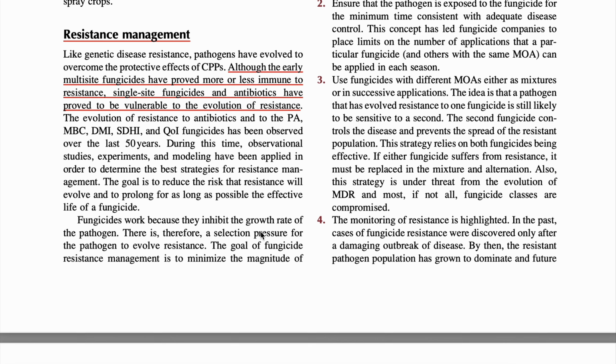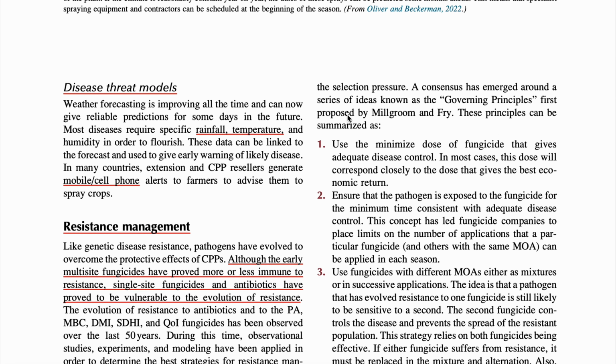Fungicides work because they limit the growth rate of the pathogen. There is therefore a selection pressure for the pathogen to evolve resistance. The goal of fungicide resistance management is to what? Minimize the magnitude of the selection pressure. A consensus has emerged around a series of ideas known as governing principles, first proposed by Milgrom and Fry.